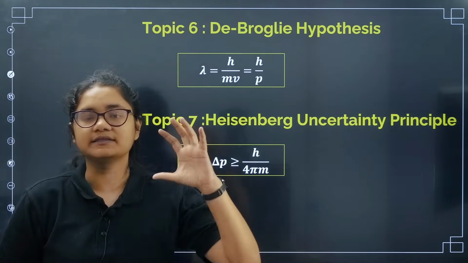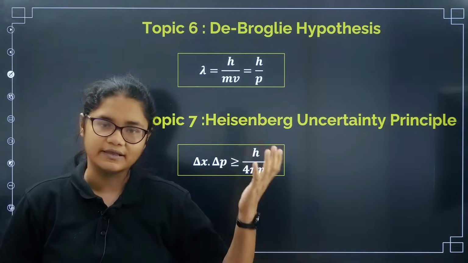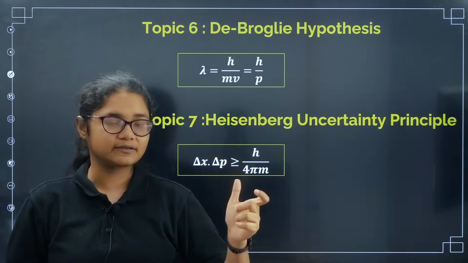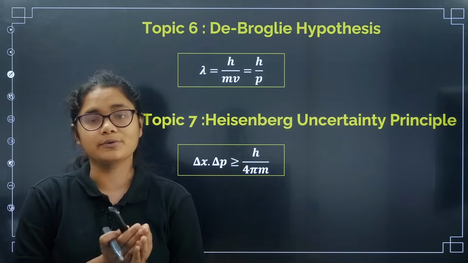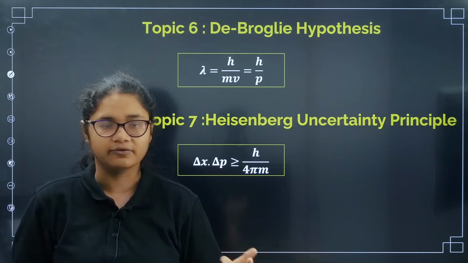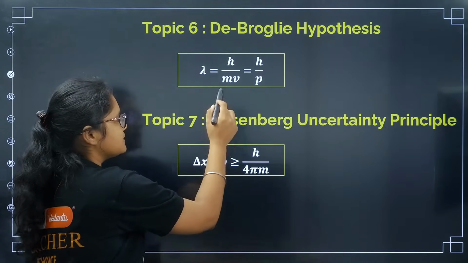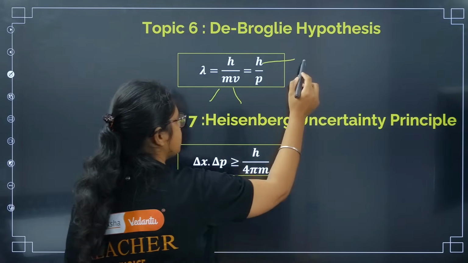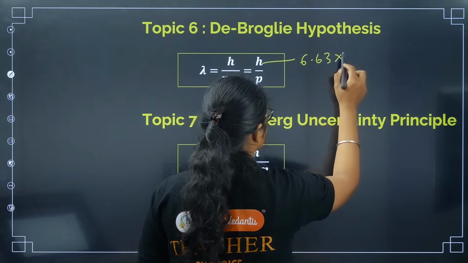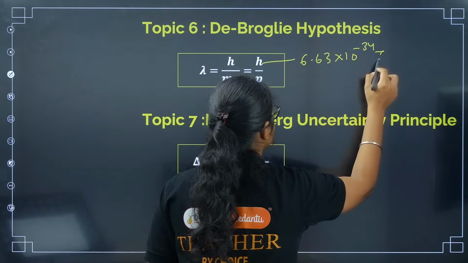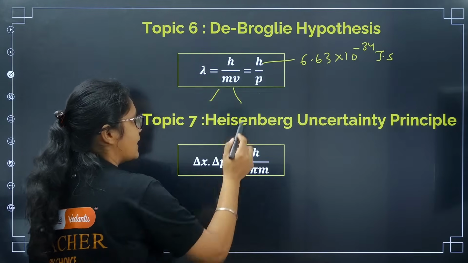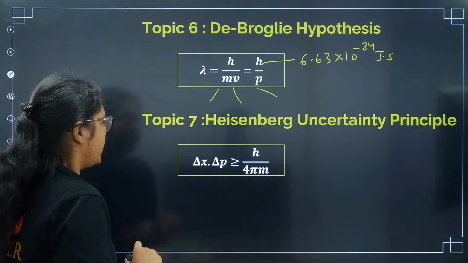Next, let us quickly finish de Broglie hypothesis. According to this, even the matter can behave as a wave. So if they are behaving as a wave, they will have a wavelength. The formula to calculate the wavelength of the matter wave is lambda is equal to h by mv or h by p, where m is the mass, v is the velocity, h is the Planck constant, 6.63 into 10 to the power of minus 34 joule seconds, and p is the momentum.